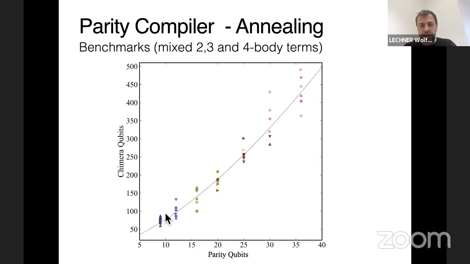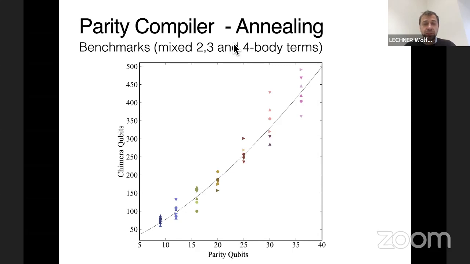But what we also see is that there seems to be a scaling difference, and this fit here is actually a quadratic fit. So this would indicate that for this certain class of problems, which means we have a lot of four-body terms or three-body terms which are rather sparse, we get a real scaling difference in number of qubits compared to the QUBO transformation. And number of qubits in annealing, of course, leads to exponential difference in the runtime.